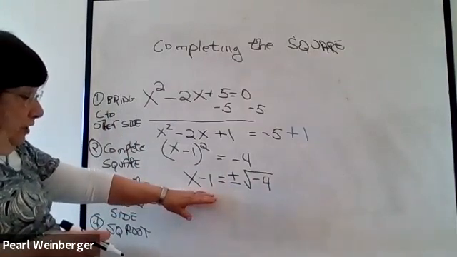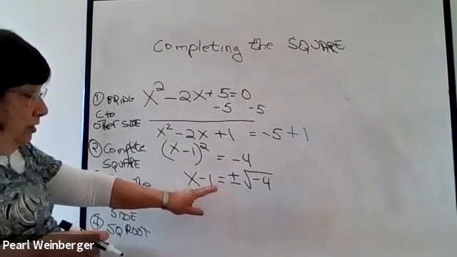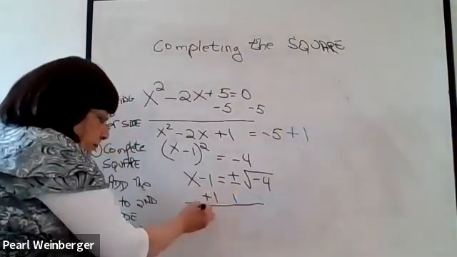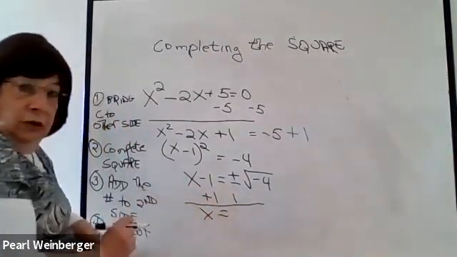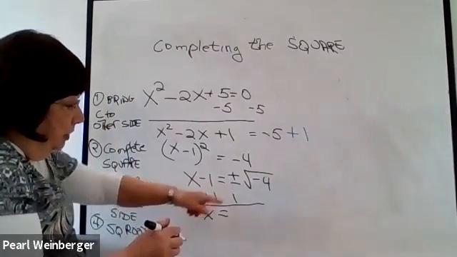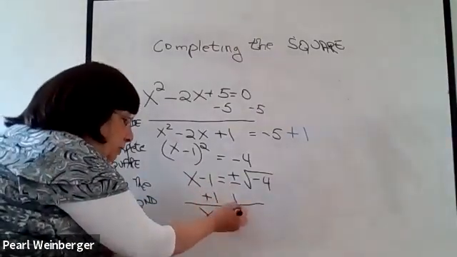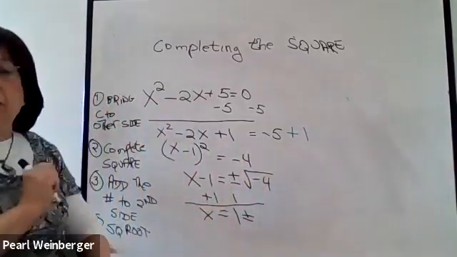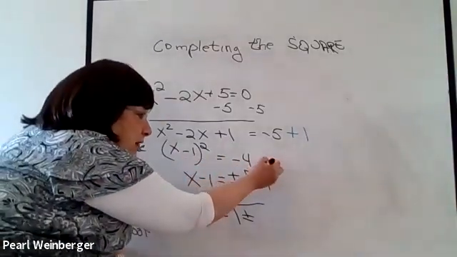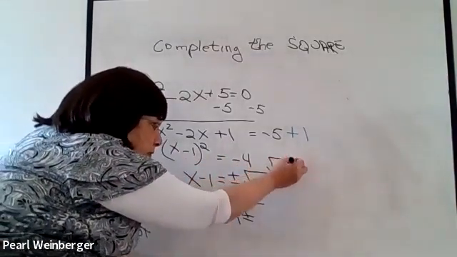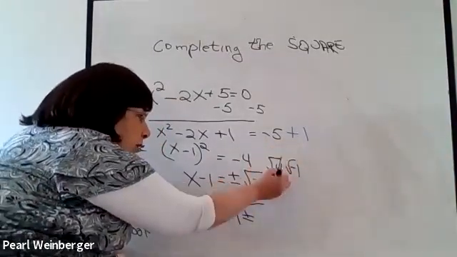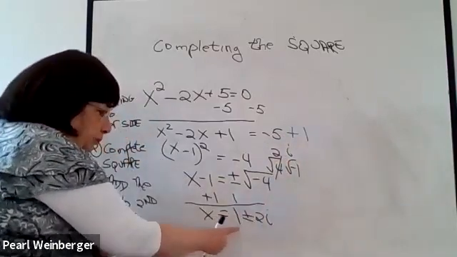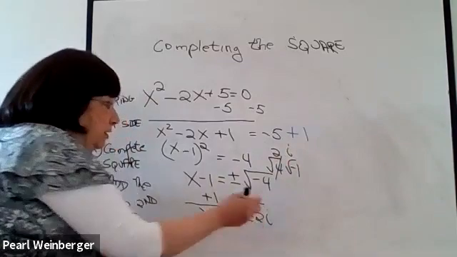And to finish it, I want to bring this -1 to the other side. So I'm going to add 1 to both sides because I want the x alone. So this will be, remember, the number that I bring over, I always put first. It's 1 plus or minus. What's the square root of -4? Square root of -4 is the square root of 4 and -1. I'm simplifying it, which is 2i. So my final answer becomes 1 plus or minus 2i.